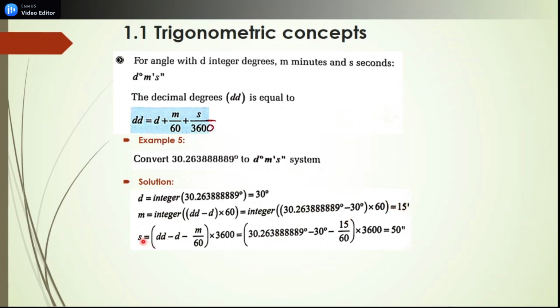To find the value of seconds, we take DD, the decimal degree, we subtract the integer degree, which is equal to 30 degrees, then subtract the minutes found, 15 minutes over 60, then we multiply this one by 3600. Finally after making some operations, we get 50 seconds.